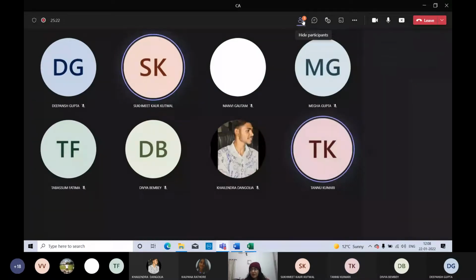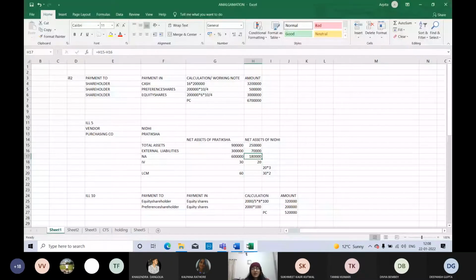Yes, ma'am. Right. Now let's understand how much the value of one share is. Now I know that 6 lakh is the net asset for Pratiksha, and for Nidhi it is 1,80,000. Now I also know the number of shares. How much is the number of shares for Pratiksha, given in the balance sheet? 20,000. So 6 lakh divided by 20,000 comes out to be 30. That means the intrinsic value of Pratiksha is 30. Now, how much is the number of shares for Nidhi given in the balance sheet?